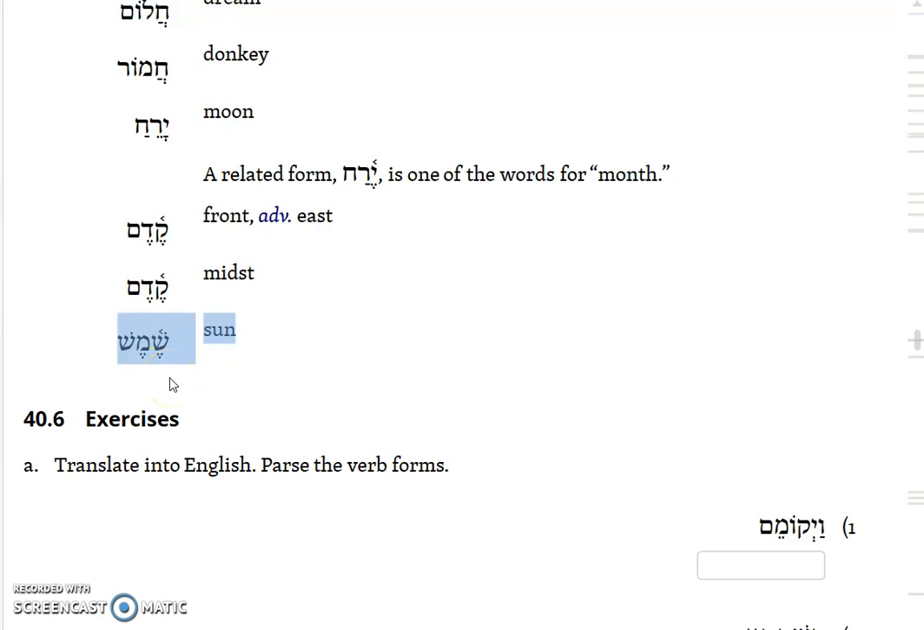So learn karev, meaning midst, not kedem. And then the final vocabulary item is shemesh, which is the sun. In Akkadian, the sun god was named Shamash. You can see the similarities between Shemesh and Shamash. One of the cities in Israel was Bet Shemesh. And Bet Shemesh is probably a Canaanite city where they had a bet, or a house, meaning a temple, for the sun god, Bet Shemesh.